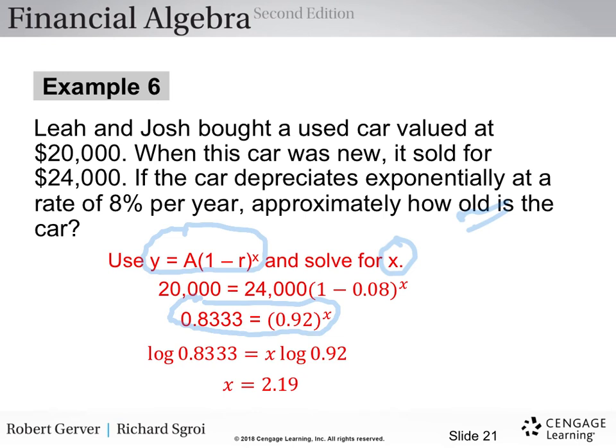So we're going to take the log of both sides, all right? So notice we take the log of 0.833. Now I'm going to take the log of this, but remember, whenever we've got an exponent, we can put the exponent out in front of the log. So basically, I've got the log of 0.833 is equal to x times the log of 0.92. Solve for x, log of 0.8333 divided by log of 0.92. I come out with x is equal to 2.19, or basically the car was a little over 2 years old.